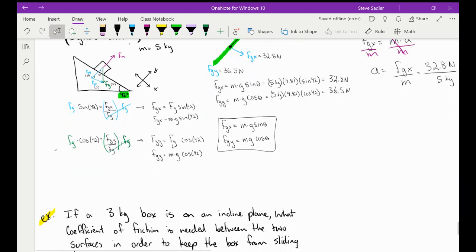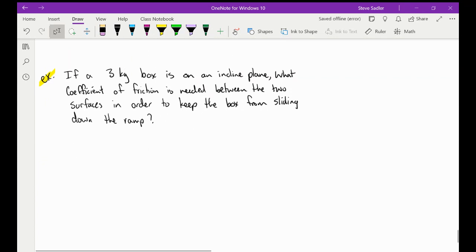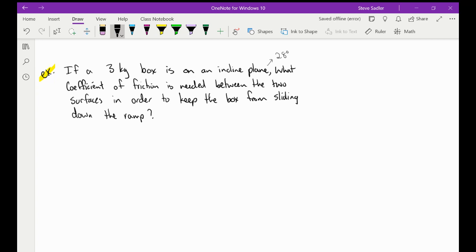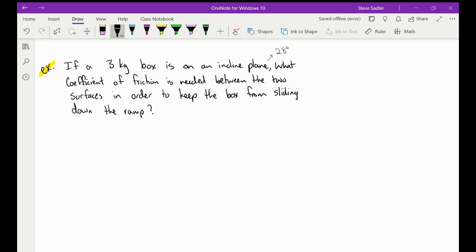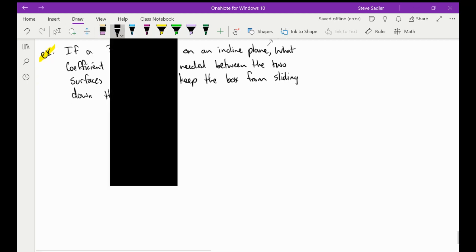Let's add some friction into it. Here we go. If a 3 kilogram box is on an inclined plane, we need an angle. Let's put an angle in there. Let's say 28 degrees. If a 3 kilogram box is on an inclined plane of 28 degrees, what coefficient of friction is needed between the two surfaces in order to keep the box from sliding down the ramp? All right. So let's draw our picture here. Let's go a tad bigger.